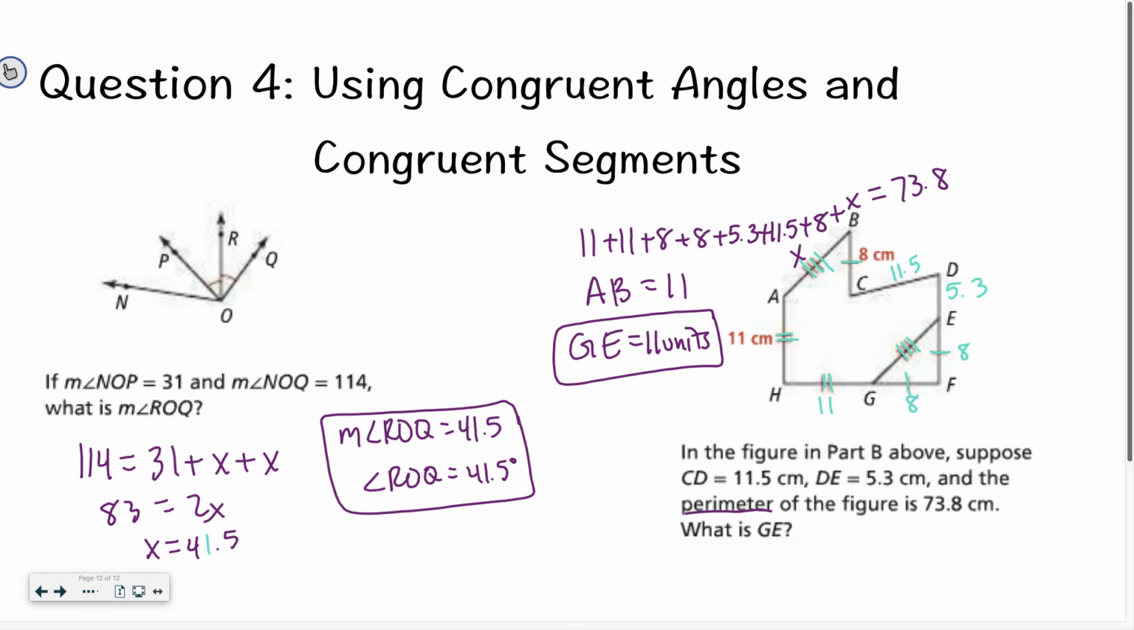Good luck. Hopefully for the second one, you added up all of the distances around the outside, set it equal to the perimeter. And when you did that, you should have ended up with AB equaling 11 and AB is congruent to GE, so we can assume that GE is also 11 units.